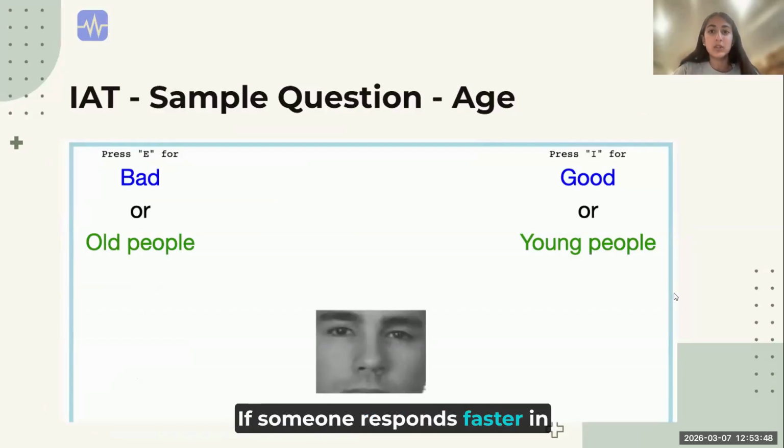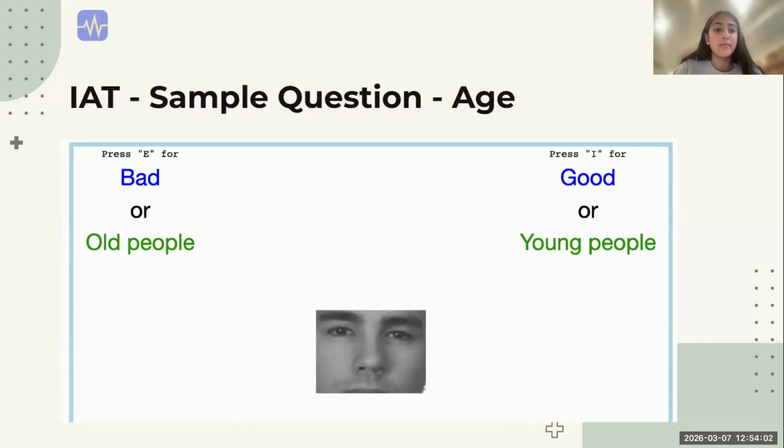If someone responds faster in one pairing than the other, it can reveal an automatic association, even if that's not what they consciously believe. And this matters a lot in healthcare because providers make fast decisions and even small unconscious biases can influence how patients are treated.